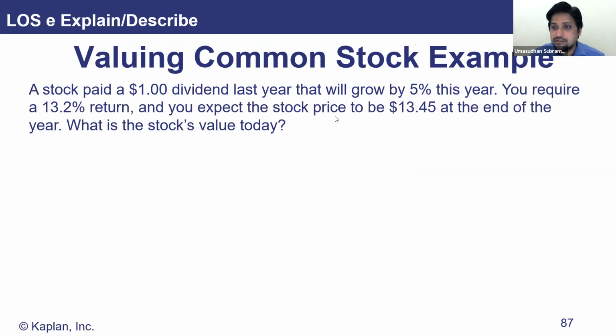Let's look at a question to see how it looks. A stock paid a dividend of $1 last year and that will grow by 5% this year. You require a 13.2% return and you expect the stock price to be 13.45 at the end of 1 year. What is the stock's value today? So this is going to be our question. So how are we going to look at it? Let's again go back to Excel. If we copy paste this question and try to see how we can work this out.